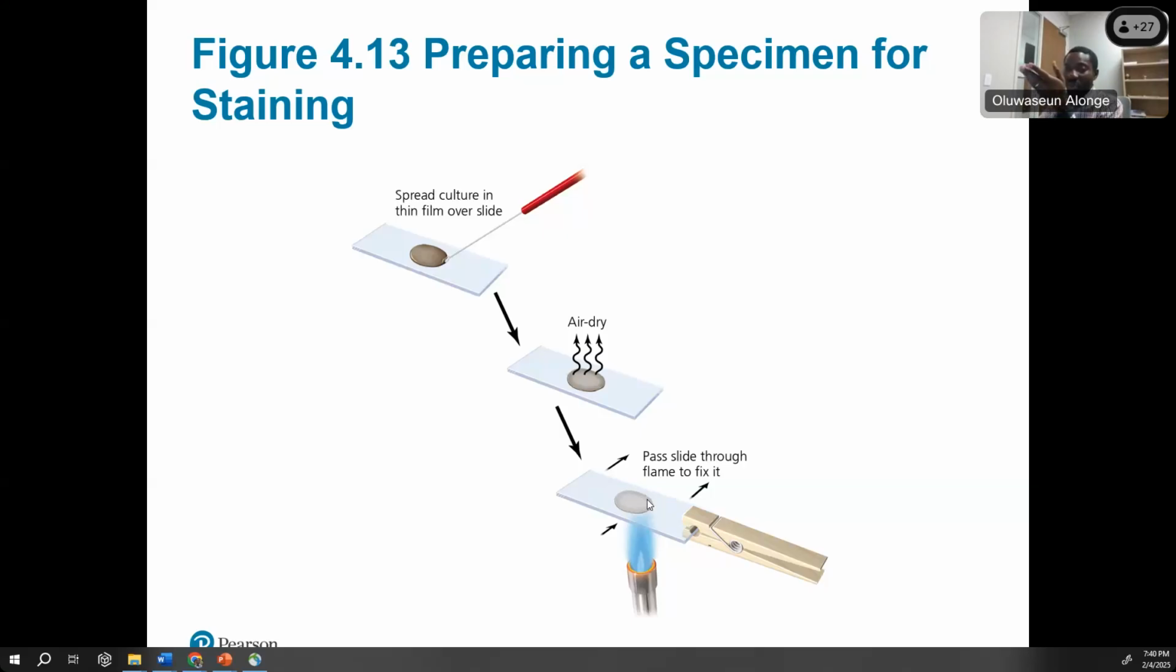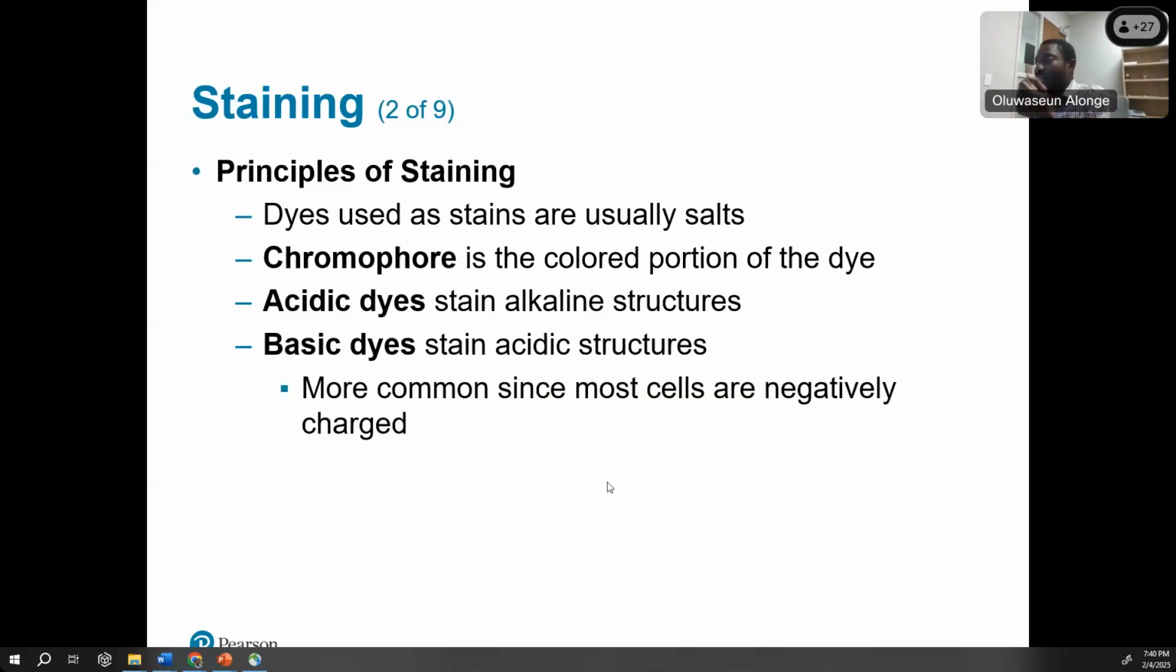And sometimes that's what you want to do. So heat fix does that sometimes as well. That's part of the purpose sometimes. Now, principles of staining. Now, dyes are used as stain, and they are usually salt.